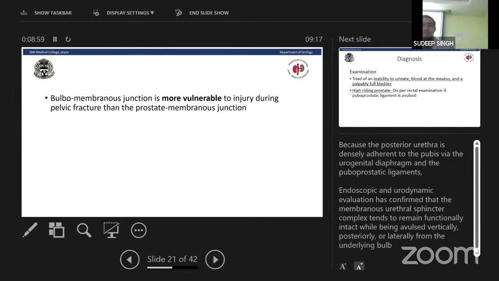The bulbo-membranous junction is the most vulnerable to injury during pelvic fracture, more than the prostatic membranous junction, because the posterior urethra is densely adherent to the pubis via the urogenital diaphragm and the puboprostatic ligaments. Endoscopic and urodynamic evaluation has confirmed that the membranous urethral sphincter complex tends to remain functionally intact even after being avulsed vertically, posteriorly, or laterally from the underlying bulb.